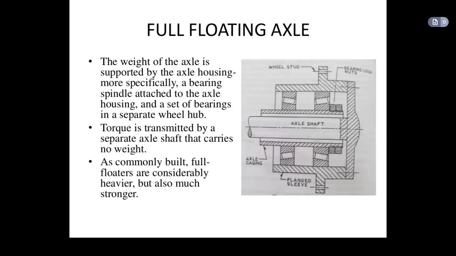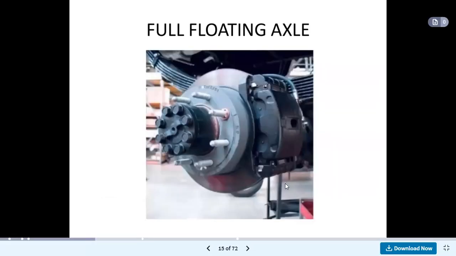Full floating axle is also available. The weight of the axle is supported by the axle housing, more specifically a bearing spindle attached to the axle housing and a set of bearings in a separate wheel hub. Torque is transmitted by a separate axle shaft that carries no weight. As commonly built, full floaters are considerably heavier but also much stronger.